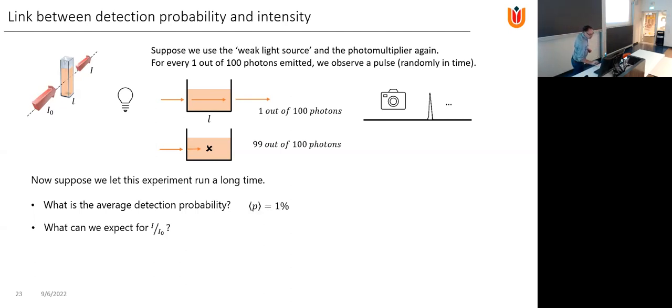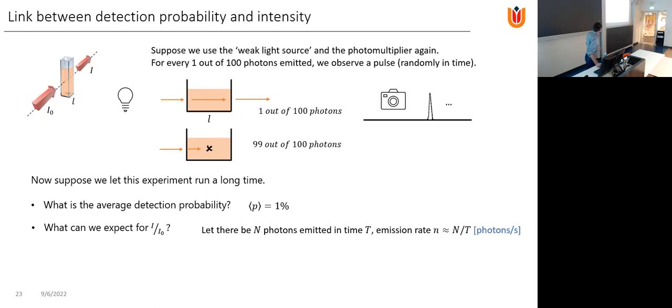So now in the lab, let's say you measure the intensity of the light source before the cuvette, and you measure the intensity of the light source behind the cuvette. What can we expect then for the ratio of E behind the cuvette and E0 before the cuvette? Also 1%. That's the same thing.